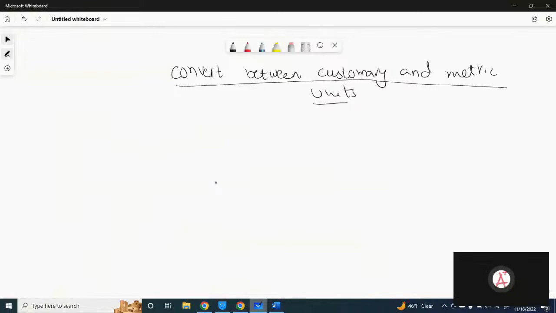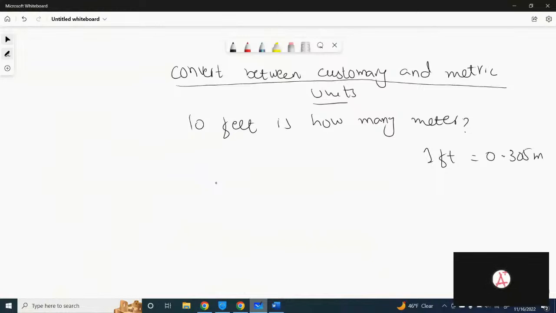10 feet equal how many meters? You have to convert from feet to meters. Got it? We know that 1 foot equals 0.305 meter. So you need to do 10 times 0.305. It would be then 30.5. No, sorry, not 30.5. It would be 3.05. When you multiply it by 10, it would be 3.05. Got it?